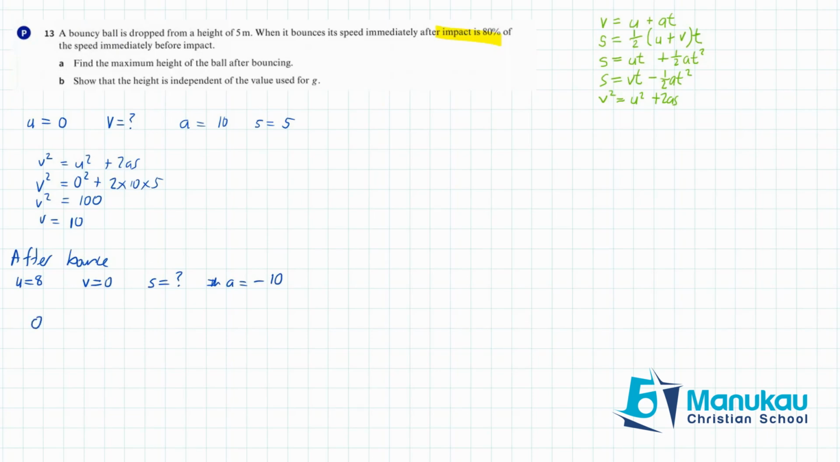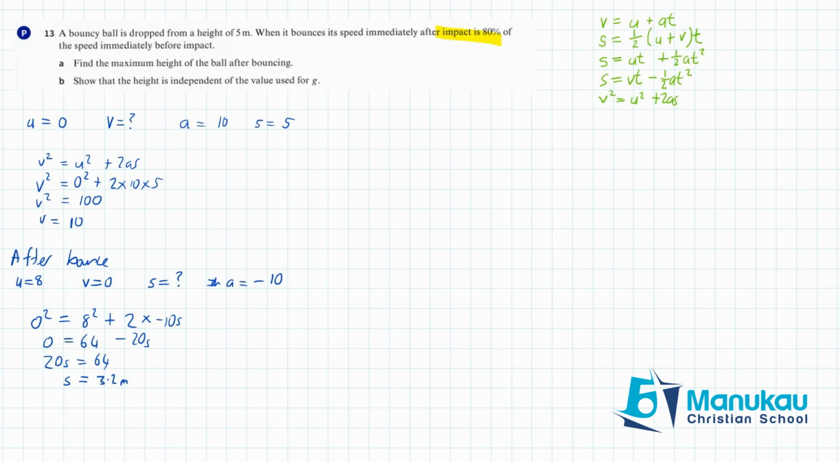We're going to go 0 squared equals 8 squared plus 2 times negative 10 times s. So we get 0 is equal to 64 minus 20s. So 20s is equal to 64. So s is equal to 64 over 20, or we could say 3.2 meters. That is its maximum height after bouncing.